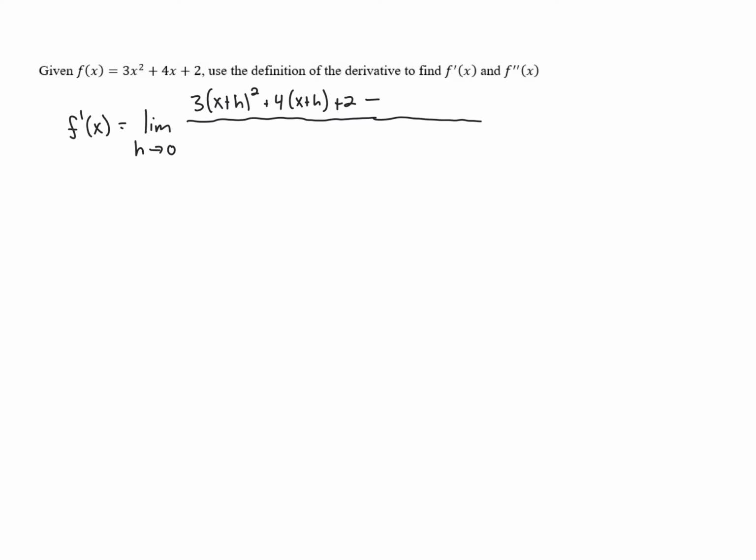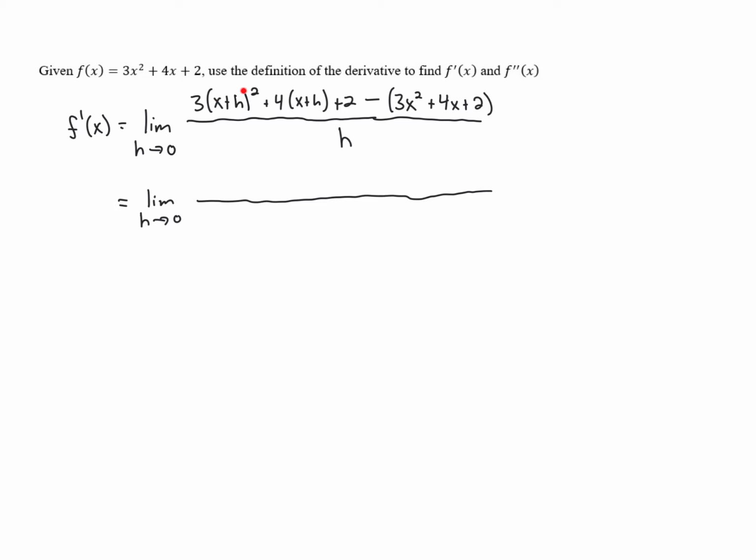minus our original f of x. That's going to be 3x squared plus 4x plus 2 all over h. So we need to go through and expand all of those things in the numerator so that we can see which terms might cancel. All right. I am not going to show every single step here.